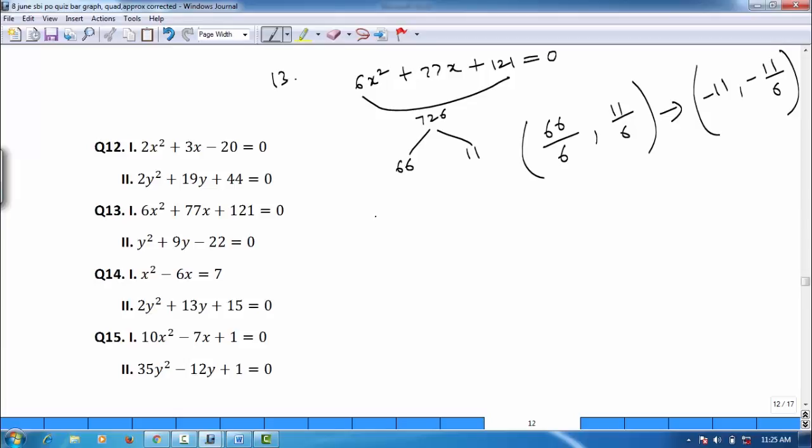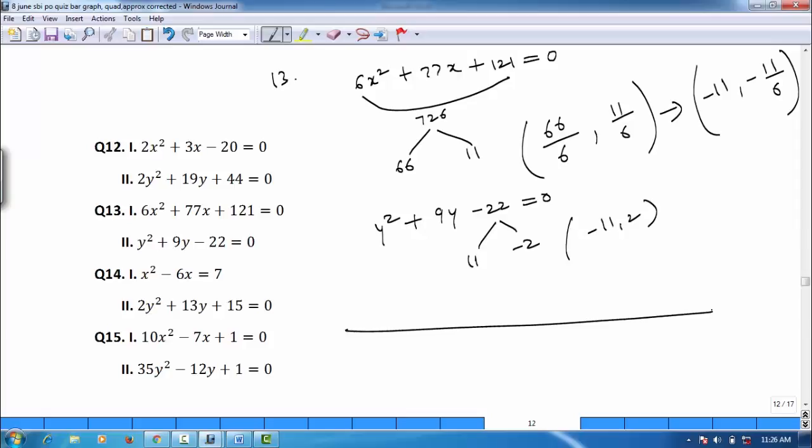Now the second equation is y square plus 9y minus 22 is equal to 0. So we can divide 22 into 11 and minus 2. On multiplying 11 and minus 2 we get minus 22, and on adding them both we'll get the value as plus 9. So on changing the signs we get the value of required roots, that is minus 11 and 2.